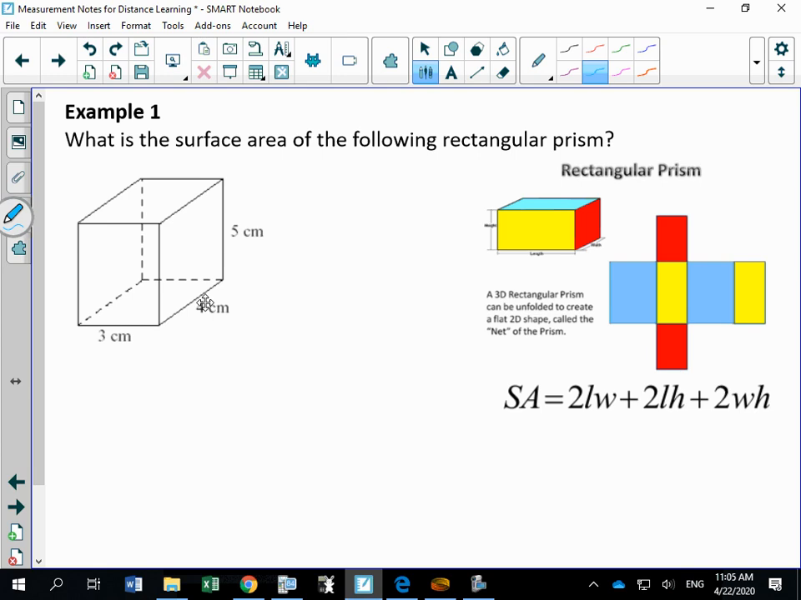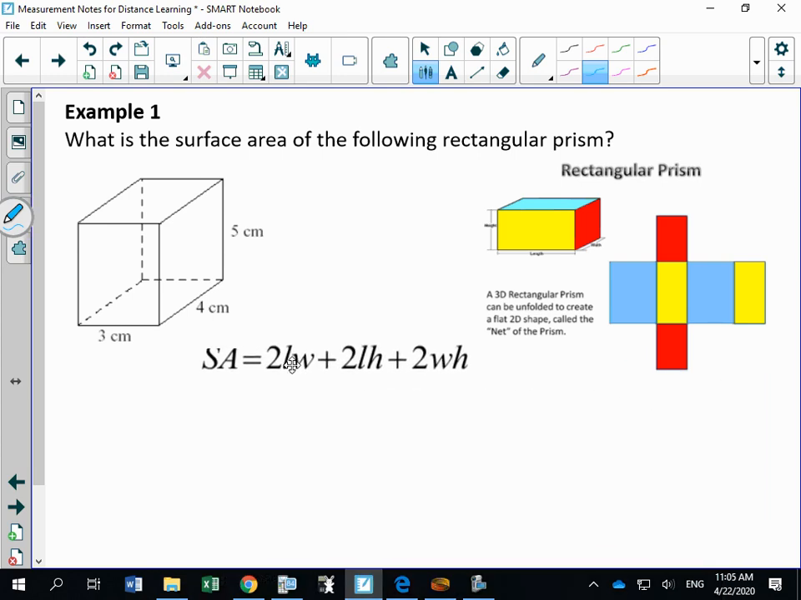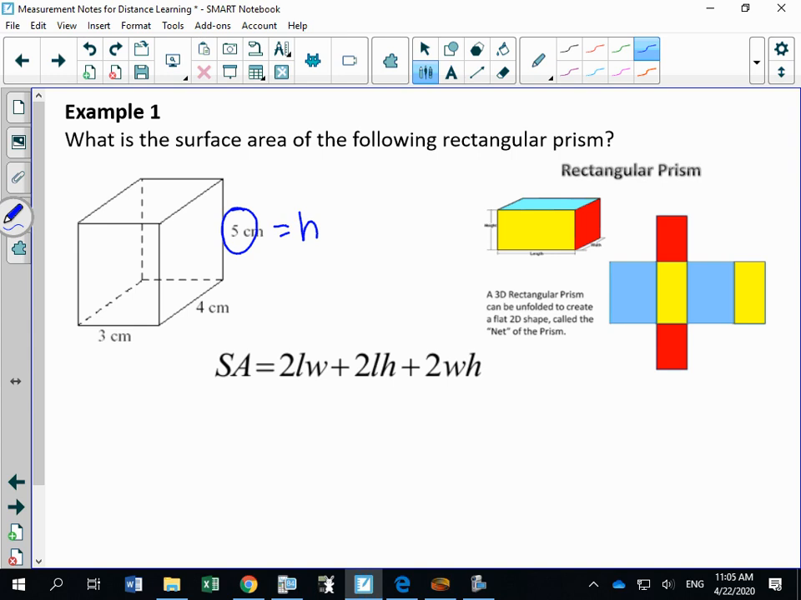So the surface area of your rectangular prism uses this formula here, and you just have to, on your shape, write down the length, the width, and the height. So this 5 centimeters here is the height of my rectangular prism. The length and the width are interchangeable, so it doesn't really matter which one you say is the length and which is the width, as long as you're consistent with plugging it into your formula.